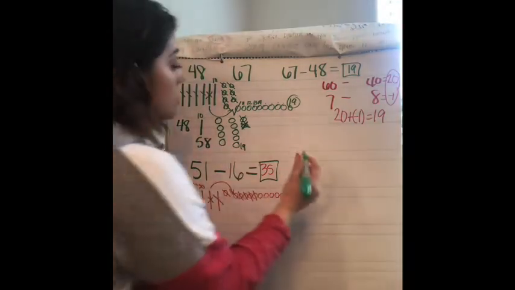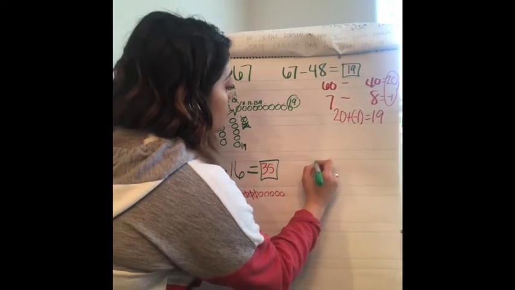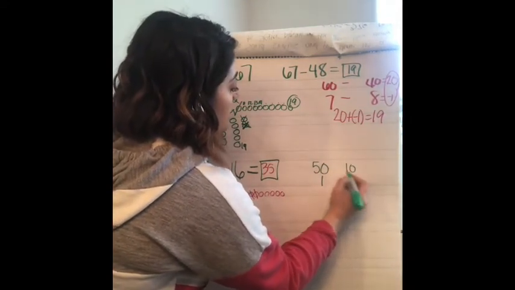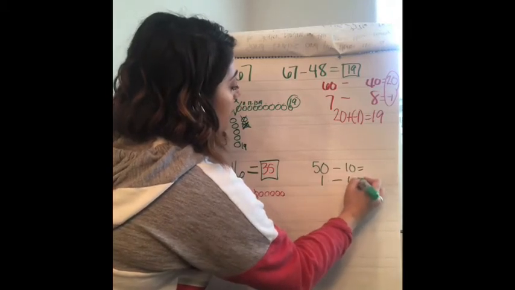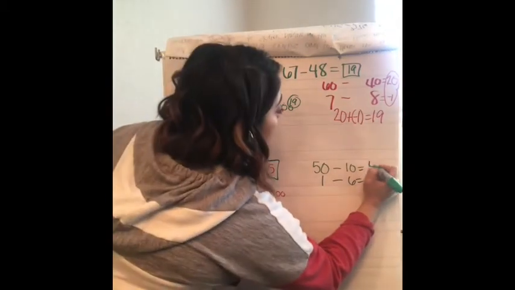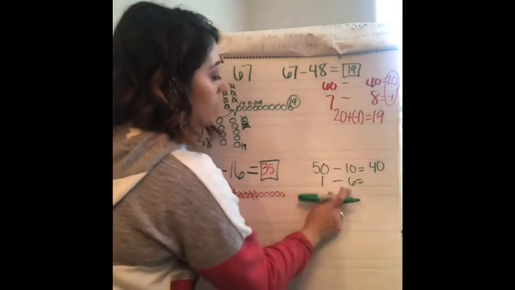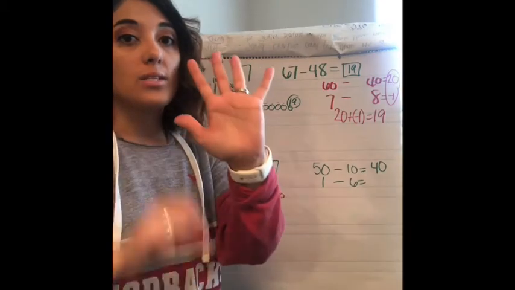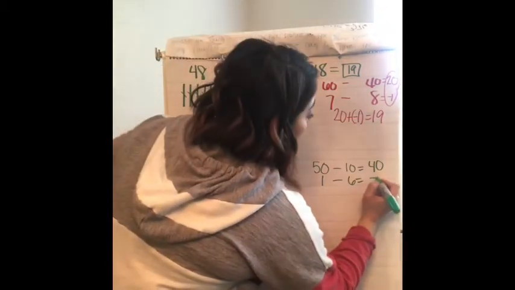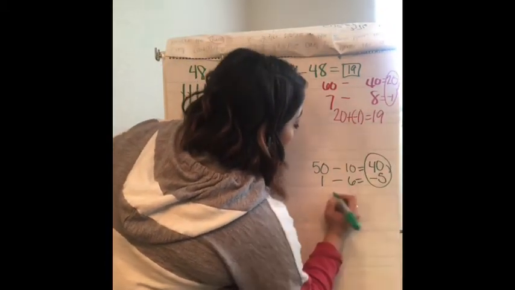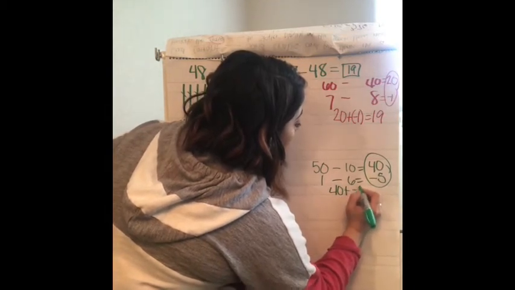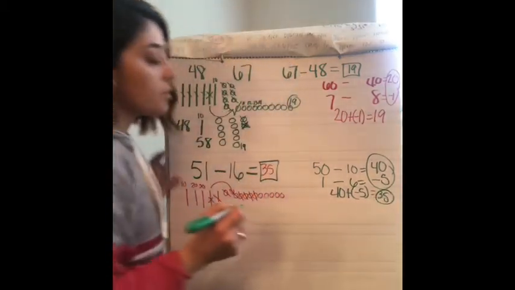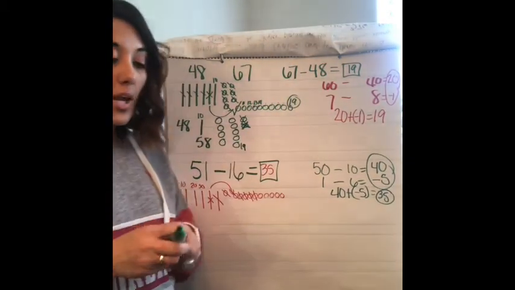You could also do your tens and ones. So you could do 50 plus 1, and then 10 plus 6, and take away that way. So 50 minus 10 equals 40, and then 1 minus 6. So if I have 1, but I need to take away 6, I can take 1 away. I still have to take away 5. So it's negative 5. And then 40 plus negative 5 equals 35. So that would be your combining same units strategy.